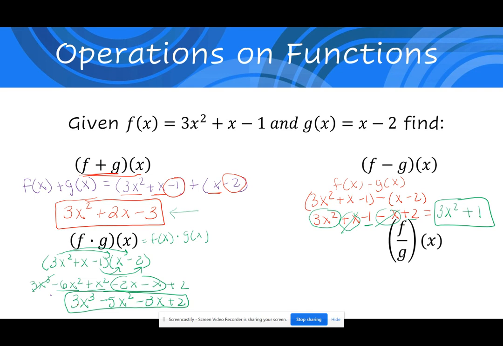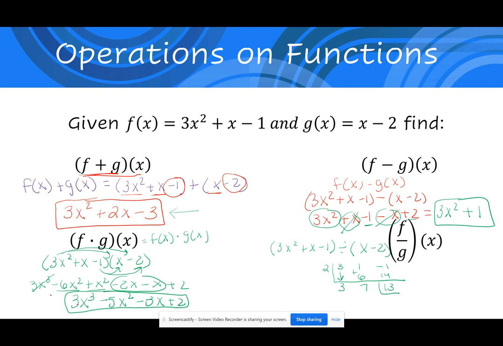And lastly, we're going to do f divided by g, which will be 3x squared plus x minus 1 divided by x minus 2. And if you guys remember back, we could use some synthetic division. So across the top, we would have 3, 1, and -1. And outside here, positive 2. Bring your 3 down. 2 times 3 is 6. Add them together, we get 7. 2 times 7 is 14. Add them together, we get 13. So 13 is your remainder.